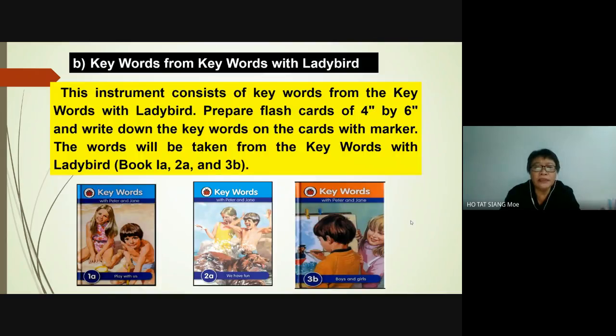Now, the second instrument, keywords from the Keywords with Ladybird. The 3 books are shown here. I chose 3 of the books: 1A, 2A, and 3B. So the instrument consists of keywords from the Keywords with Ladybird. Prepare flashcards of 4 by 6 inches and write down the keywords on the cards with a marker. The words will be taken from the Keywords with Ladybird. So I will teach them using the flashcards, with the words taken from the 3 books shown here.